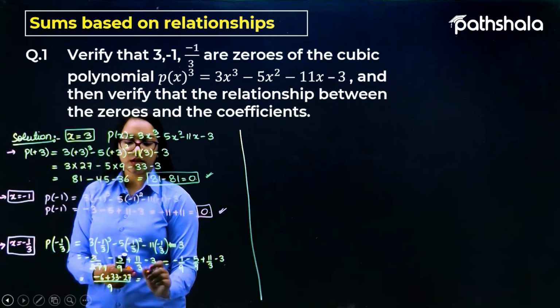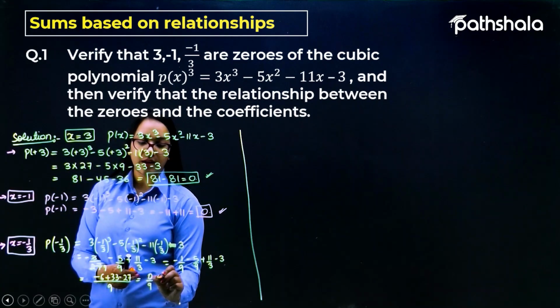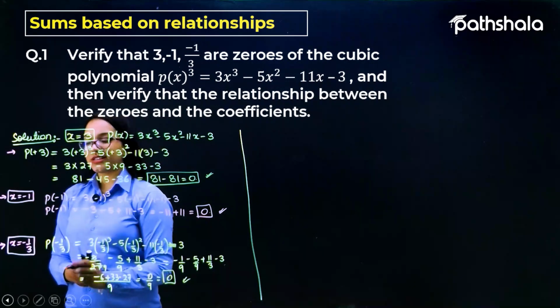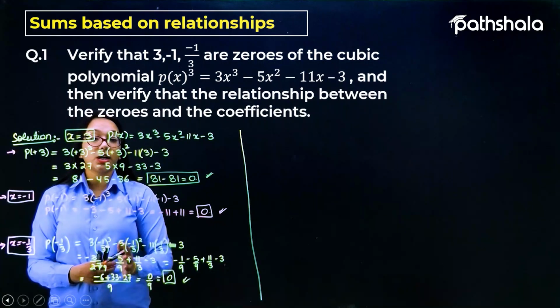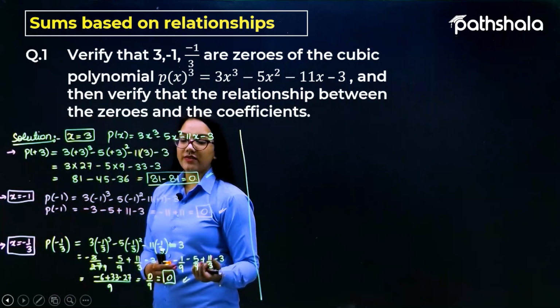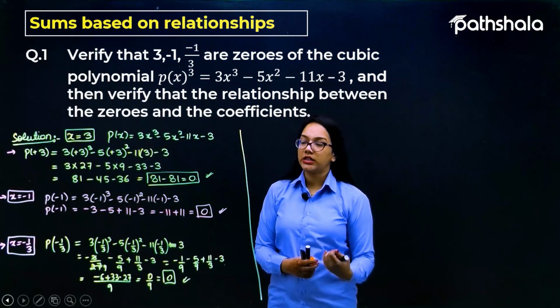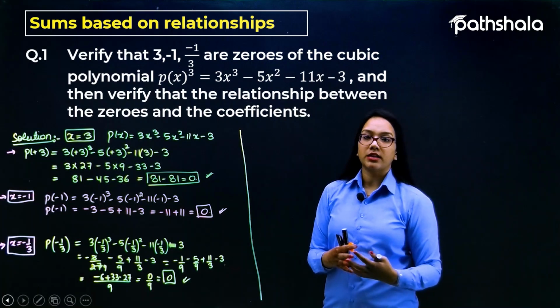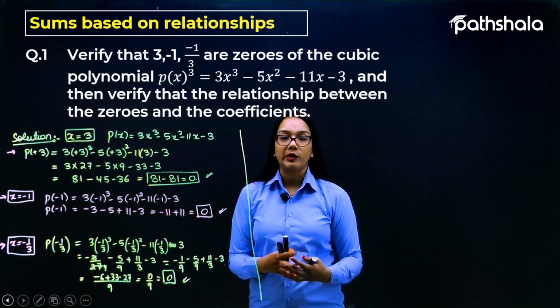Minus 33 plus 33 is nothing but 0. So it is 0 by 9, and hence we are getting the answer as 0. So at the end, again, x is equal to minus 1 by 3 is the zero of the cubic polynomial p of x. So hence it is verified that all these three values, x is equal to 3, 1, and minus 1 by 3, are nothing but the zeros of the cubic polynomial.